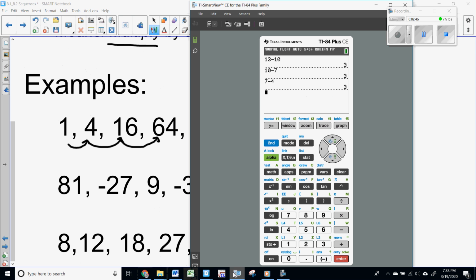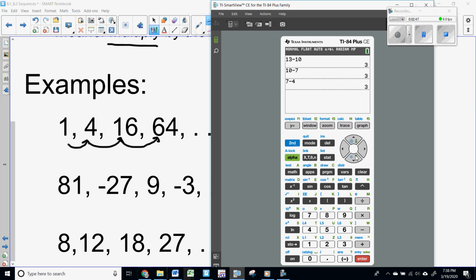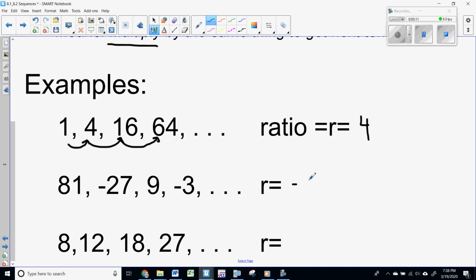So if I look at the next one, I can take -3 divided by 9, 9 divided by -27, -27 divided by 81. And you see I get the same thing, and if I convert that to a fraction, I get -1/3. And I am okay if you write it as a fraction, or if you write it as the decimal.